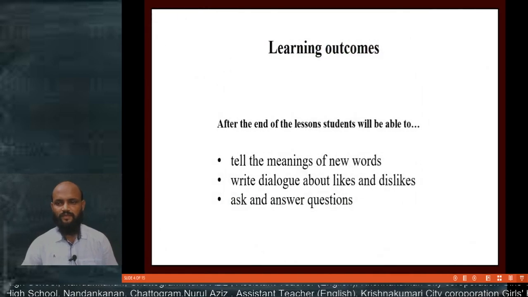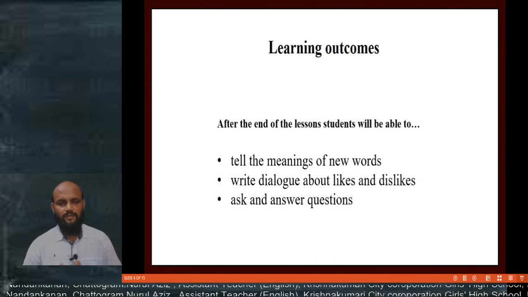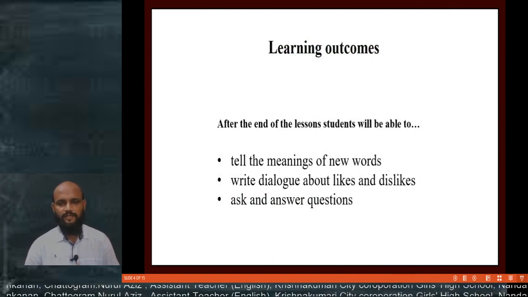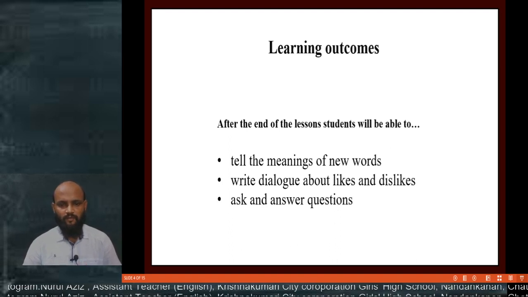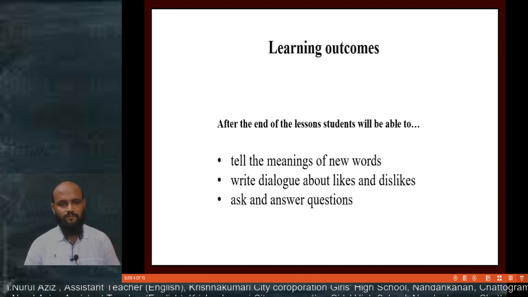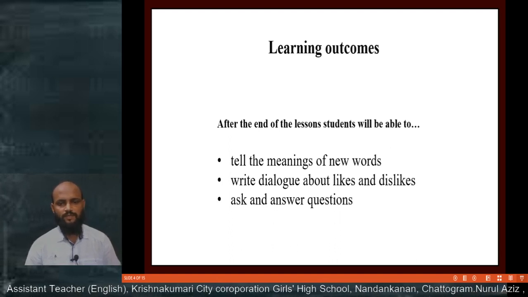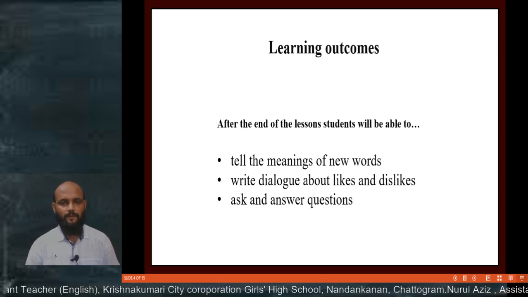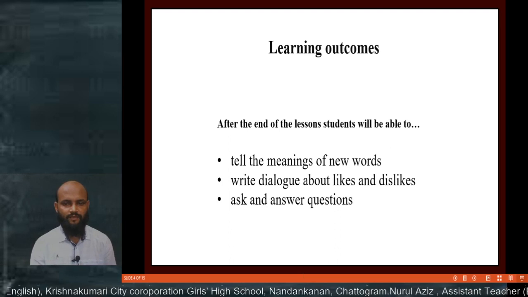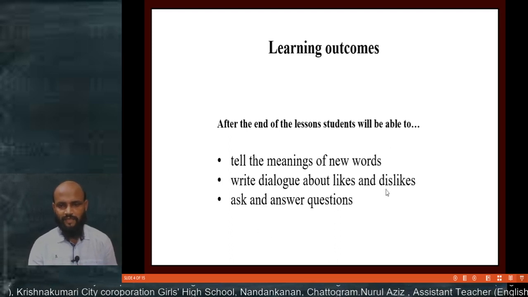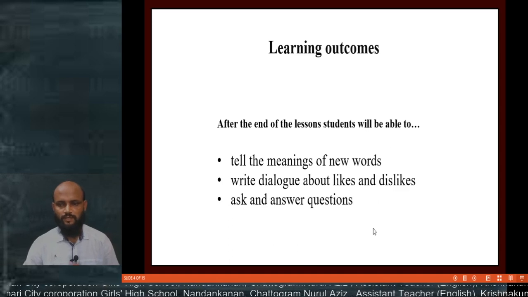Please open at page 88 of Unit 8, Lesson 3. This unit mainly discusses your likes and dislikes. Here you'll find some dialogue writing activities and some new vocabularies, and you will be able to ask and answer questions. After the end of the lessons, you will be able to tell the meaning of new words, write dialogue about likes and dislikes, and ask and answer questions about this topic.